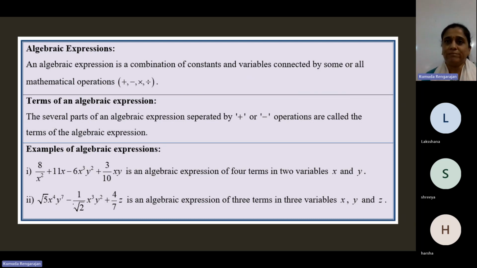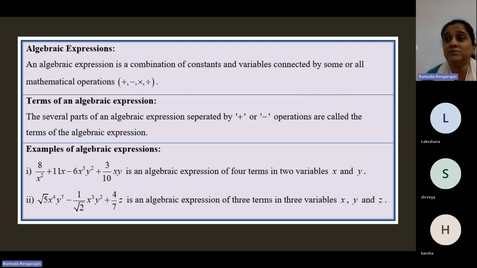So in the first example, how many variables do you see? 2 variables. Online children, my screen is clear? Am I audible? Yes, ma'am. Very nice. Okay, so in the first example, how many variables do we see? 2 variables, X and Y.